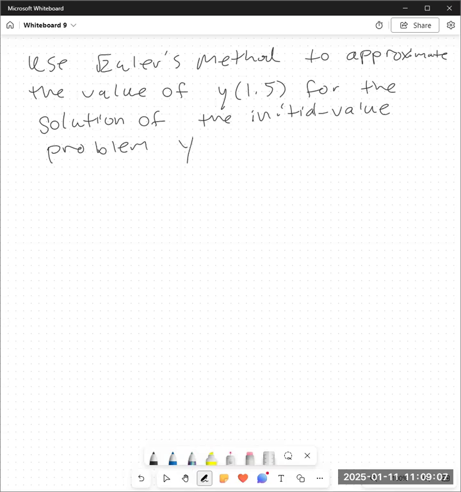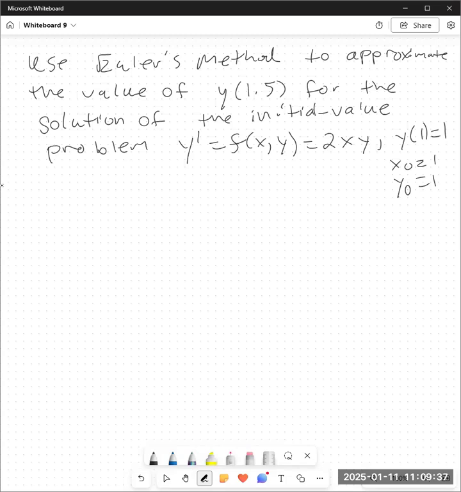y prime, which we're going to call f of x y for this problem, is equal to 2xy, and y of 1 equals 1, which means x0 equals 1, y0 equals 1. That is what the initial value problem tells me, that those are my initial conditions for x and y.